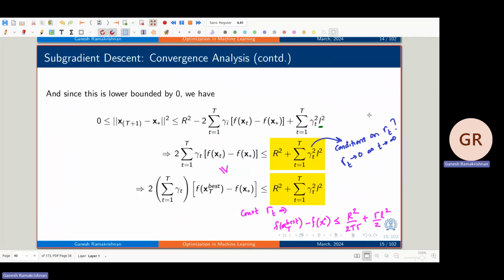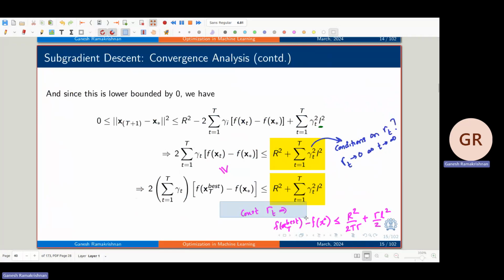We would like some condition on gamma, on the summation of gamma square. Would you like at least the summation of gamma square to go to 0, like 1 upon square root t? Sorry, yes, the summation of the squares will go to 0. It will have an upper bound, which will eventually lead to a convergent series, right?